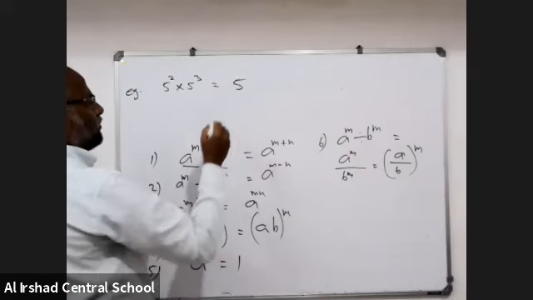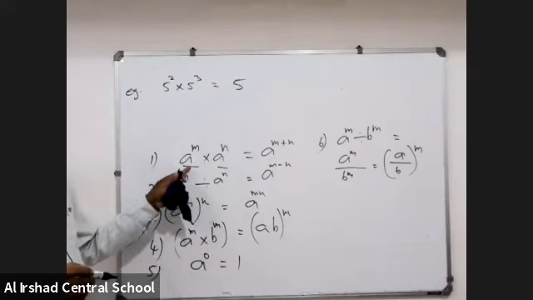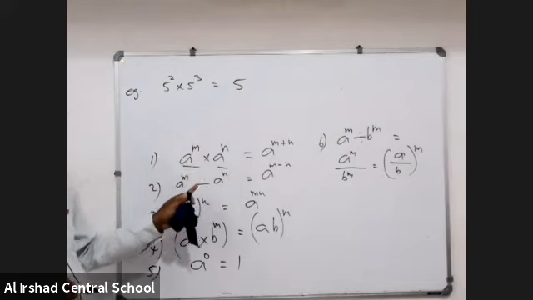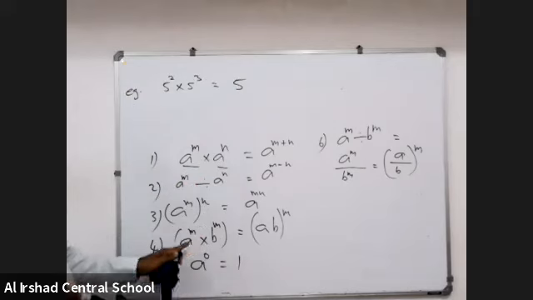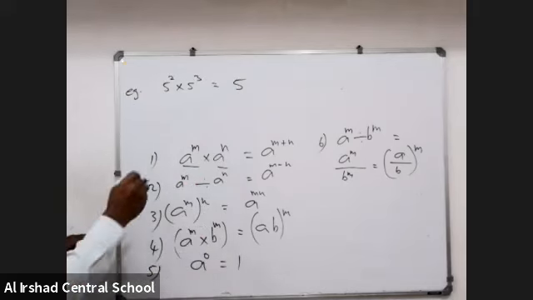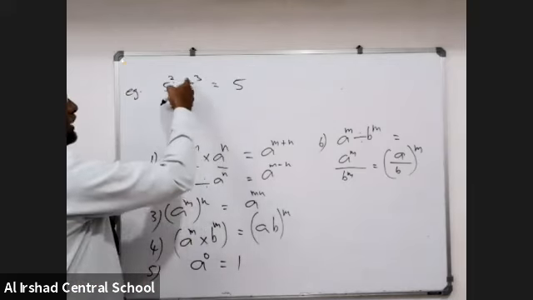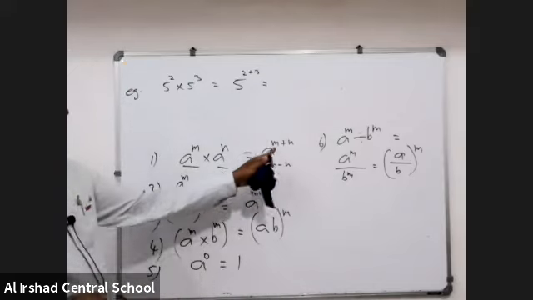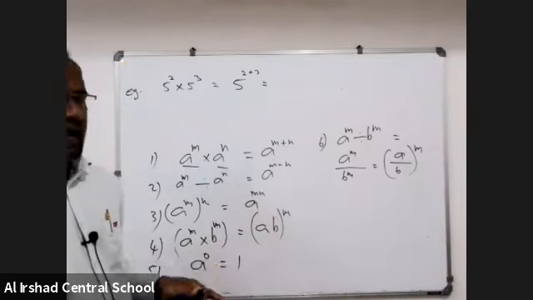That is equal to a to the power of m plus n. Instead of a, 5 is the base. What is the base? Base must be the same. Here the bases are different, here it is one only. So base, and 2 into 3, no. Add 2 plus 3. See, a to the power of m plus n.